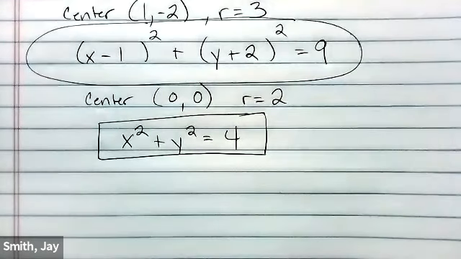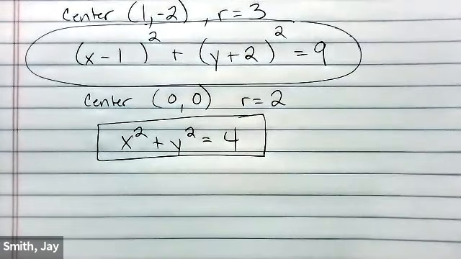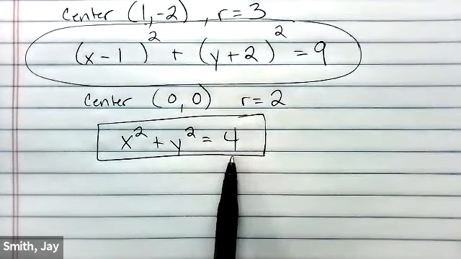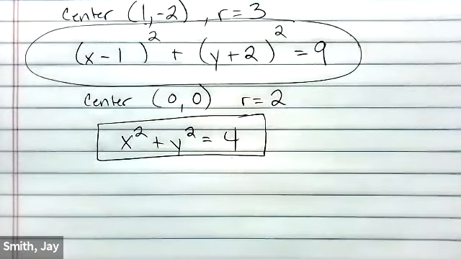Remember, if we have the center of a circle at the origin, or at the ordered pair (0, 0), then the left side of our equation is always going to be x squared plus y squared. And remember that this r squared is a part of our formula, so if they give us the radius, square it so that we can put it in our equation.